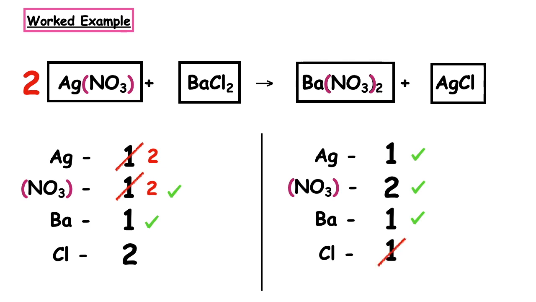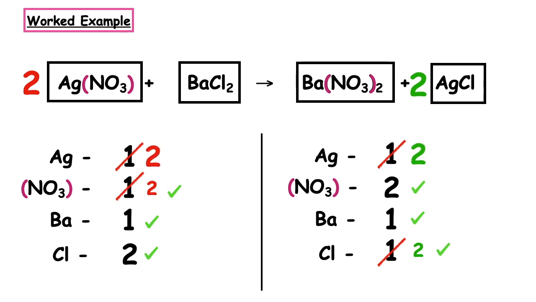Chlorines, how many do I have on the left? I have 2. How many do I have on the right? I have 1. Those don't balance. What do I do to 1 to get to 2? I multiply by 2. So I put a big 2 in front of the silver chlorides. How many silvers do I have inside the box? I have 1. 1 multiplied by 2 gives 2. How many chlorines do I have inside the box? I have 1. 1 times 2 is 2. My chlorines balance, so I can tick them off.